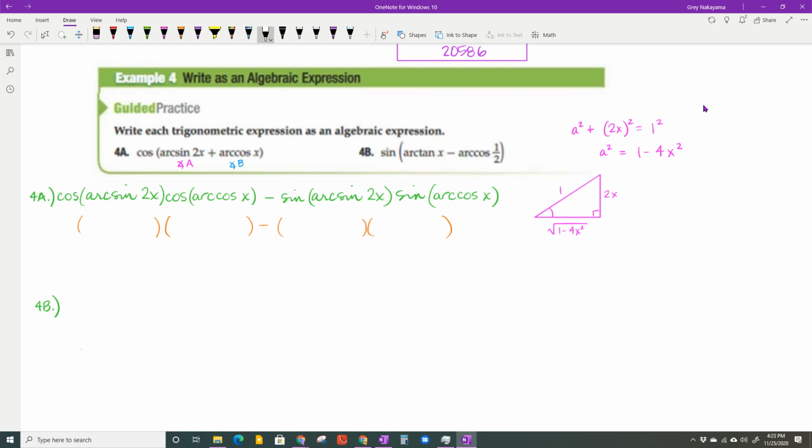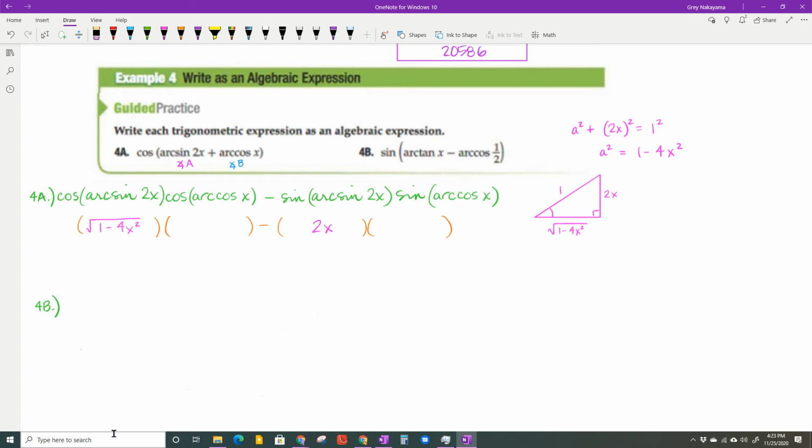Now this first one says, what is the cosine when the sine is 2x? Well, I look at my triangle, and the cosine is going to be adjacent over hypotenuse. So it is going to be square root of 1 minus 4x squared. Then in the same triangle, what is the sine when the sine is 2x? Well, they just kind of answered it to you, so it's just 2x. Or you can look at the triangle and say it's 2x over 1.